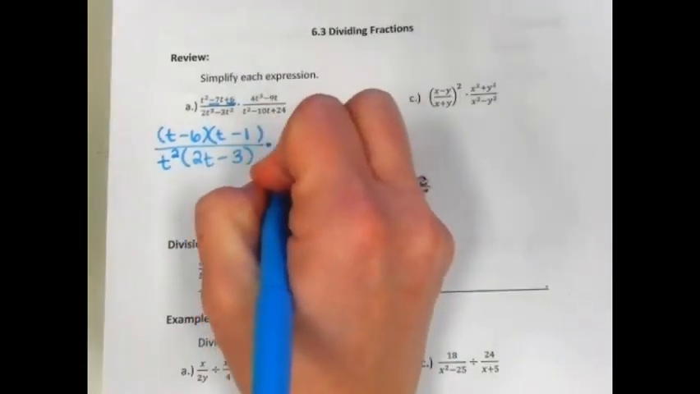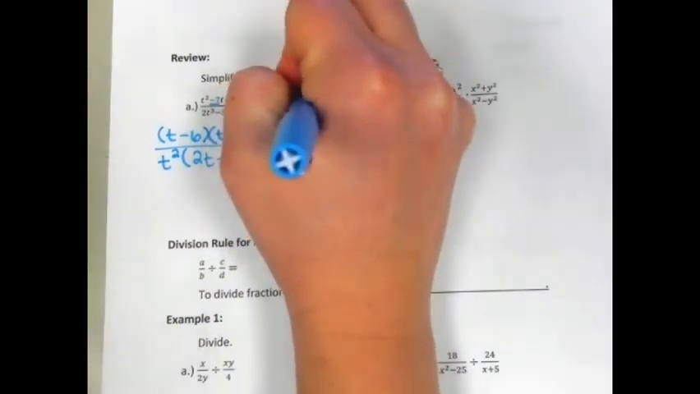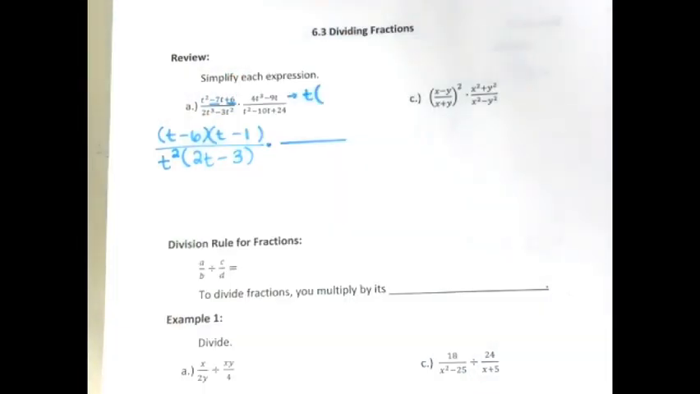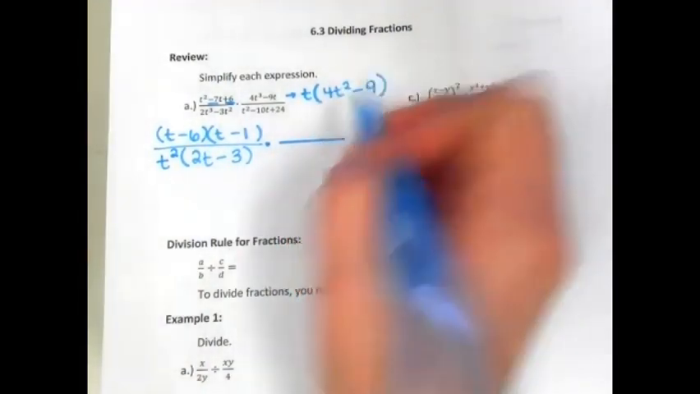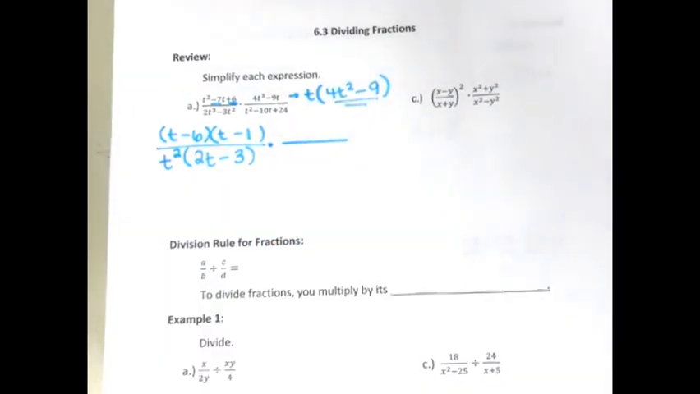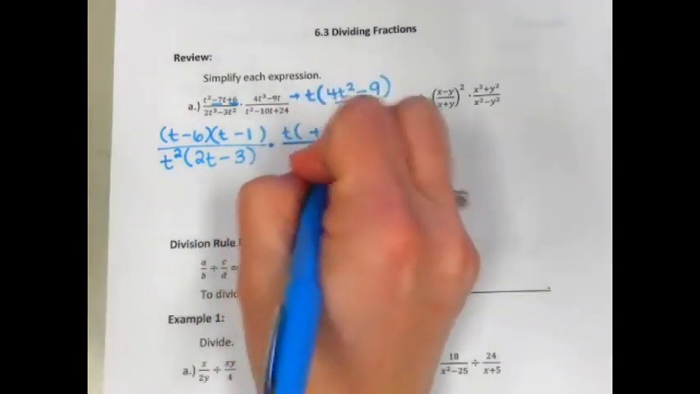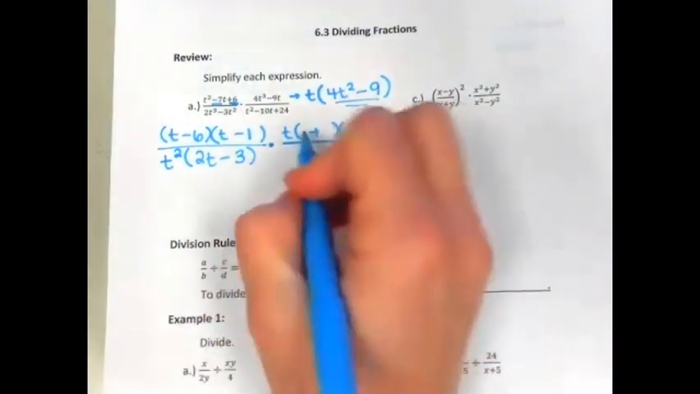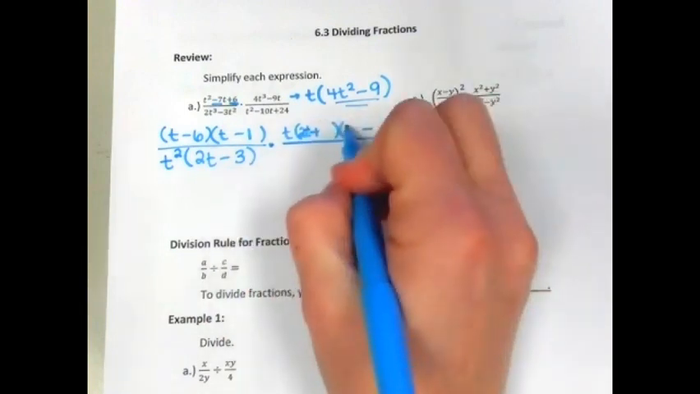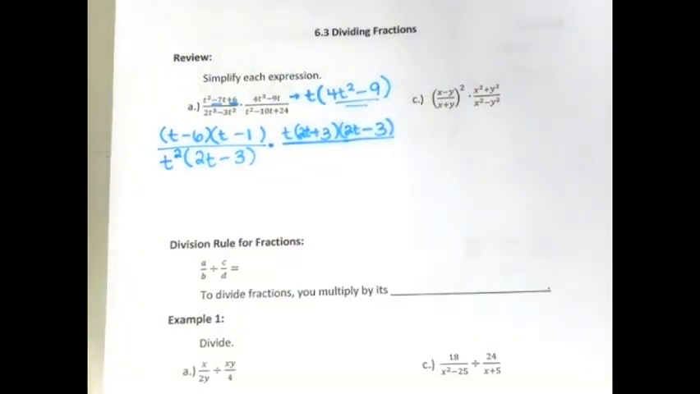Okay, now let's look at the numerator. What's my GCF of 4T cubed and 9T? T, and I'm going to put this up here for a second. T, and if I take a T out, what am I left with? 4T squared minus 9. Now, what do you notice about this 4T squared minus 9? It's a difference of 2 squares. So I could do 1 plus and 1 minus. What's the square root of 4T squared? 2T, so that's going to go in the front. And the square root of 9 is 3. Okay, is everyone okay with that?